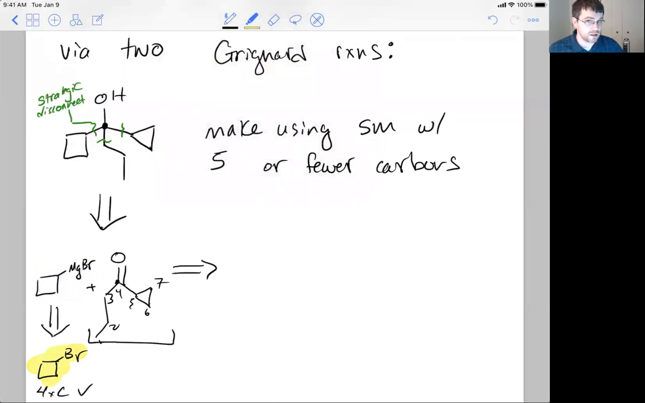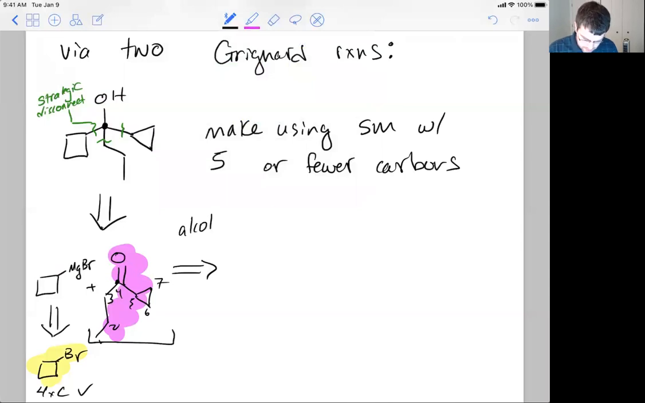Well, the same thought process should apply, except now instead of a Grignard reagent or an alcohol, we have a carbonyl. So how do we make carbonyls? Well, if we work backwards, a typical starting material for a carbonyl is an alcohol that we oxidize. So we do alcohol.